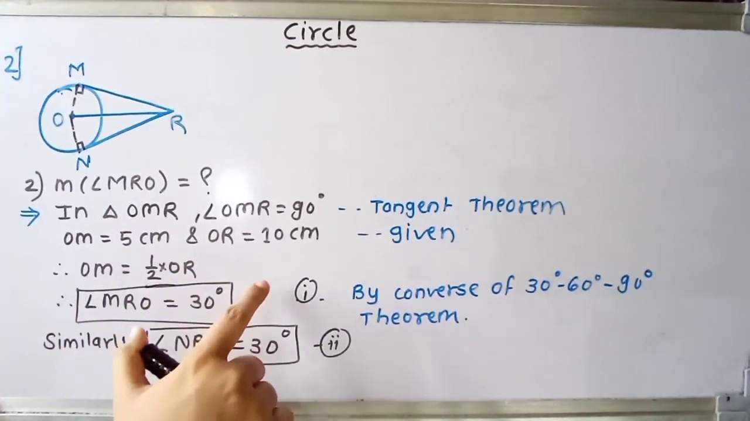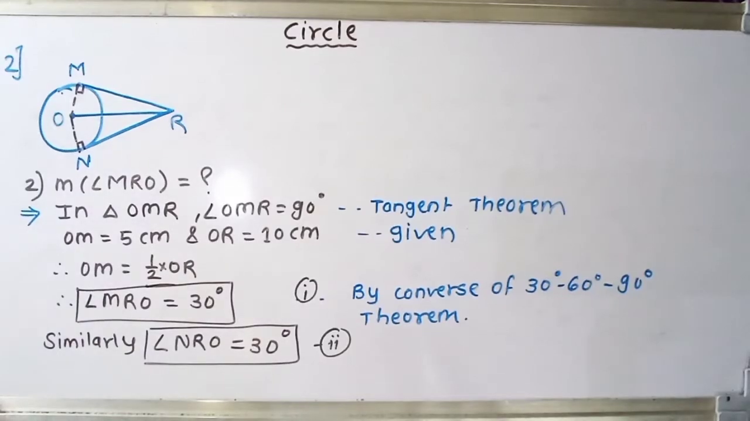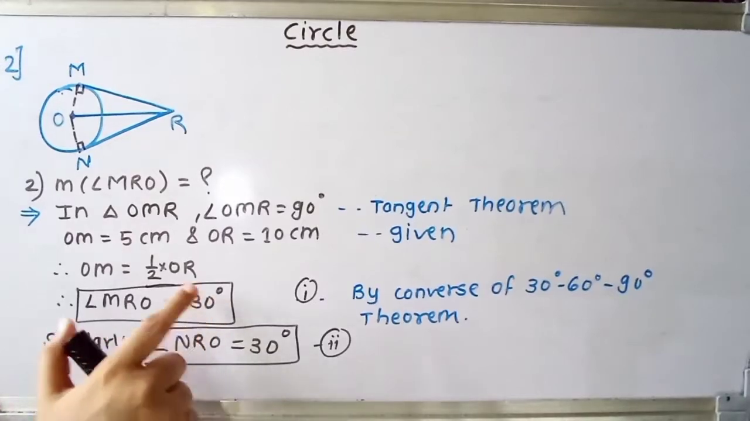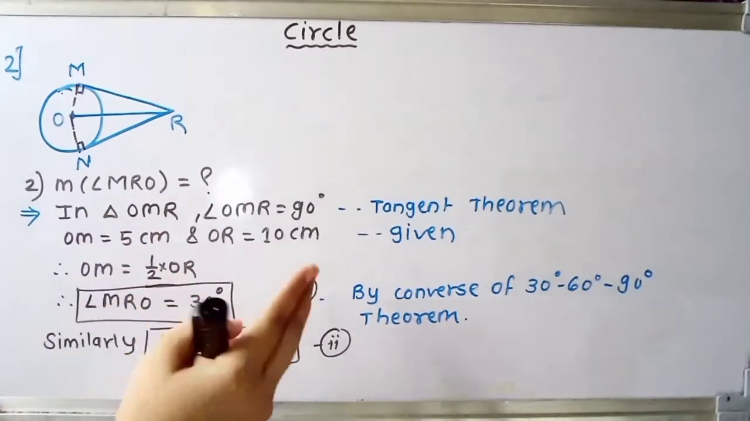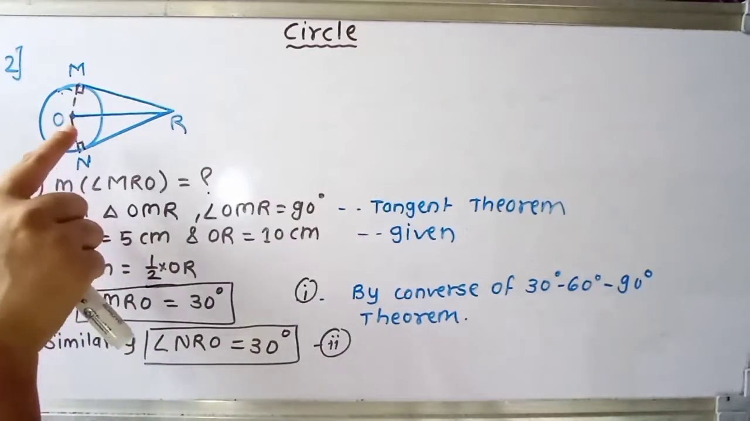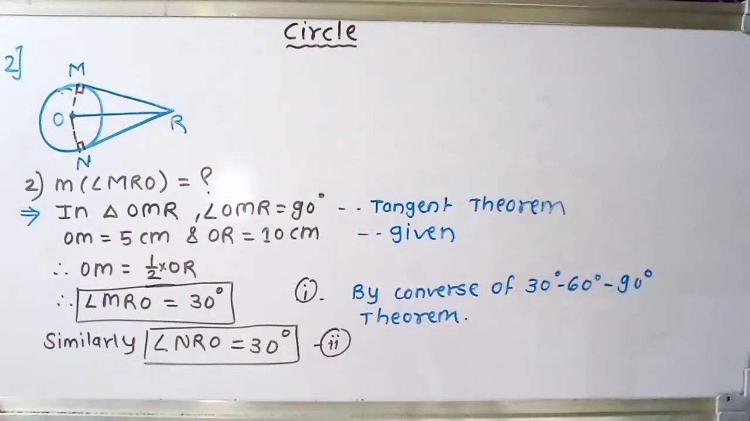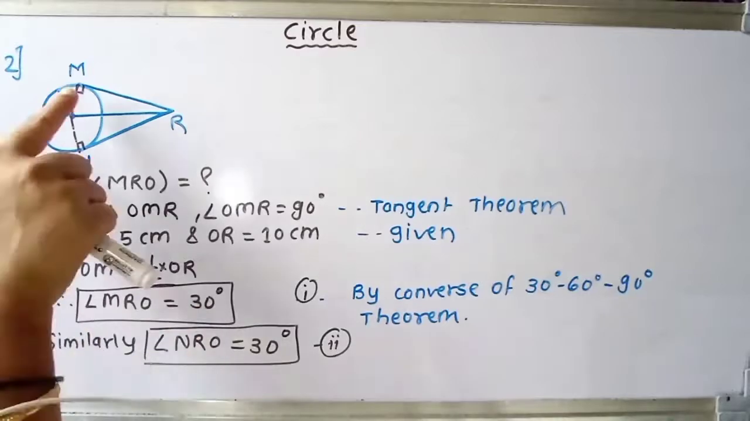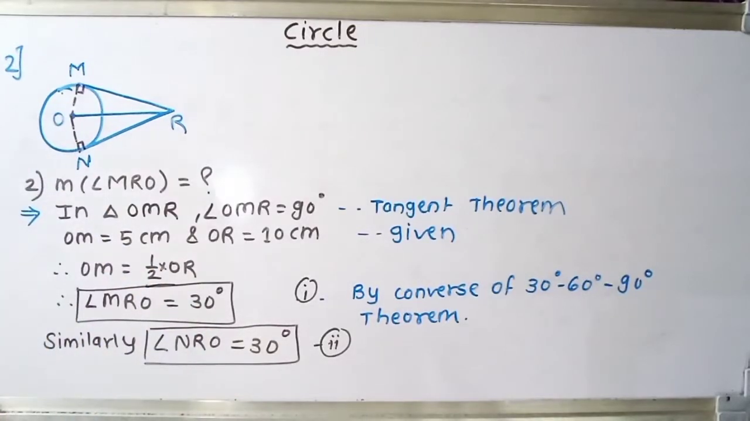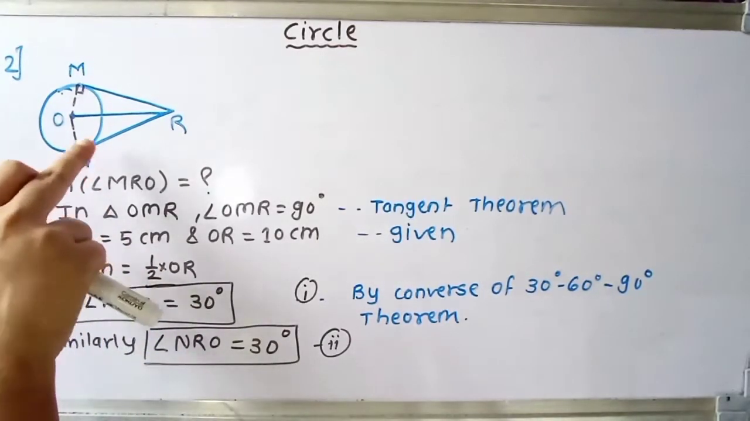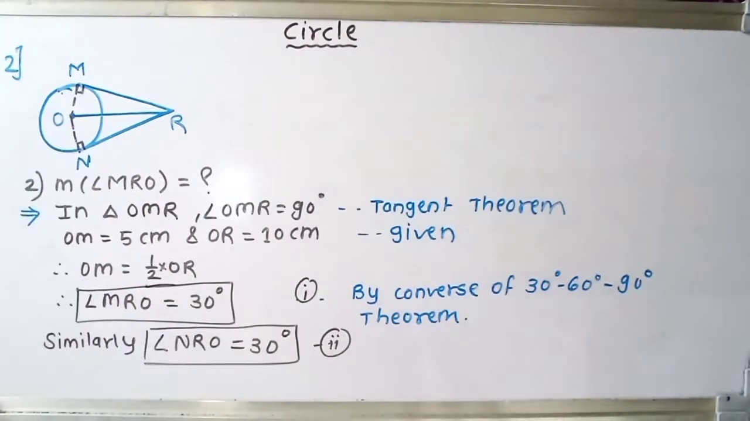By the converse of the 30-60-90 theorem, we know that the side opposite to the 30 degree angle is half of the hypotenuse. So if OM is equal to half of OR, then the angle opposite to this side is 30 degrees. Therefore angle MRO is equal to 30 degrees. In the same way, you can write angle NRO is also 30 degrees. Is this clear to you? So write it down.